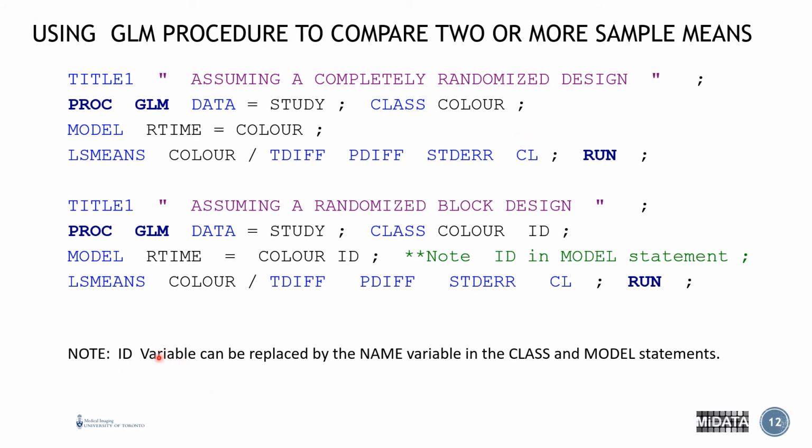Now, in this case, we chose to use the ID variable, but we could have used the name variable, but then we would have had to add it to the class statement up here, or here for that matter, and it would have given us the same results, even though ID is a numeric variable and name is a nominal variable.